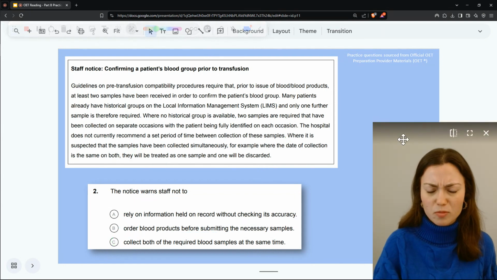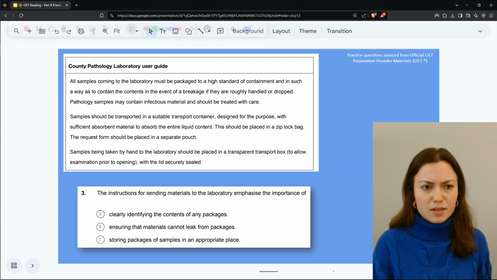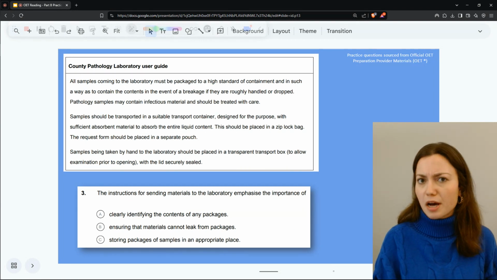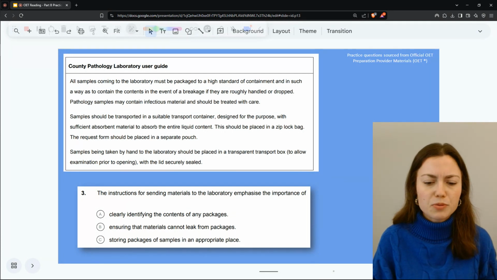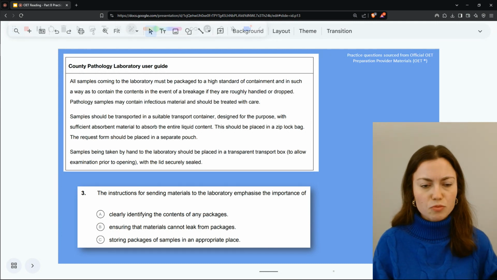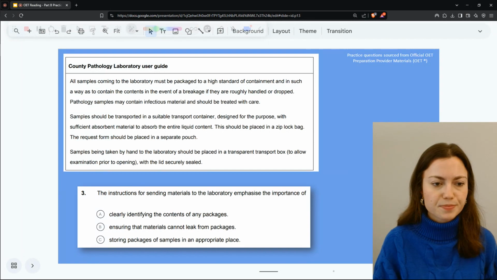Okay, so try one more with me here. I'll go to number 3. In this one, we have the County Pathology Laboratory User Guide. So sometimes we will have manual and guide questions, and in this case, same thing. Pause the video, read through the text, read the question, select an answer. When you're ready for working through this with me, unpause the video.